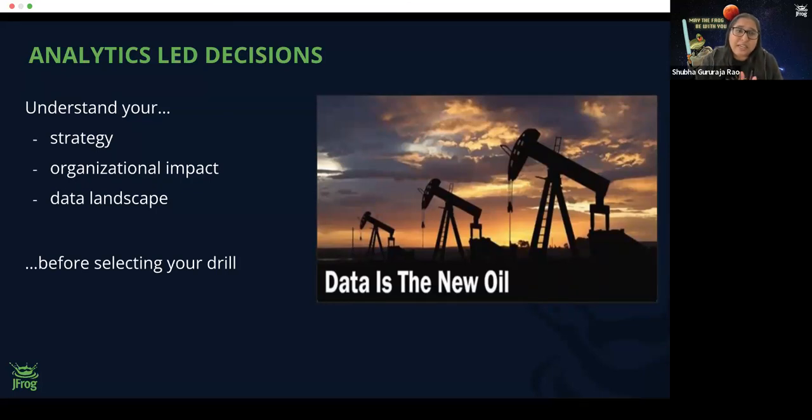So what you have to do is understand your strategy, the organizational impact that it would have, understand the data landscape before selecting your drill. So before selecting the tools that you want to use, make sure you go through some of these components, which we'll talk about in the next slide.